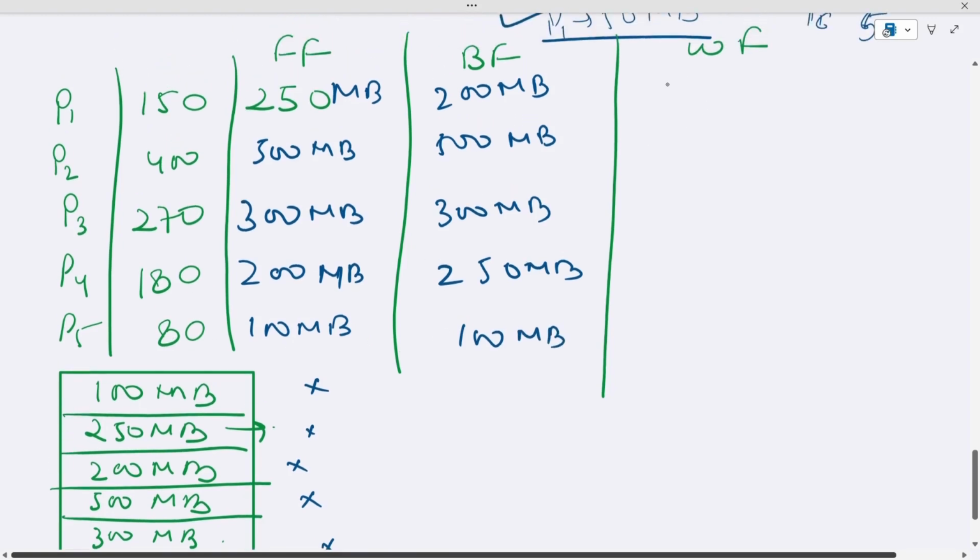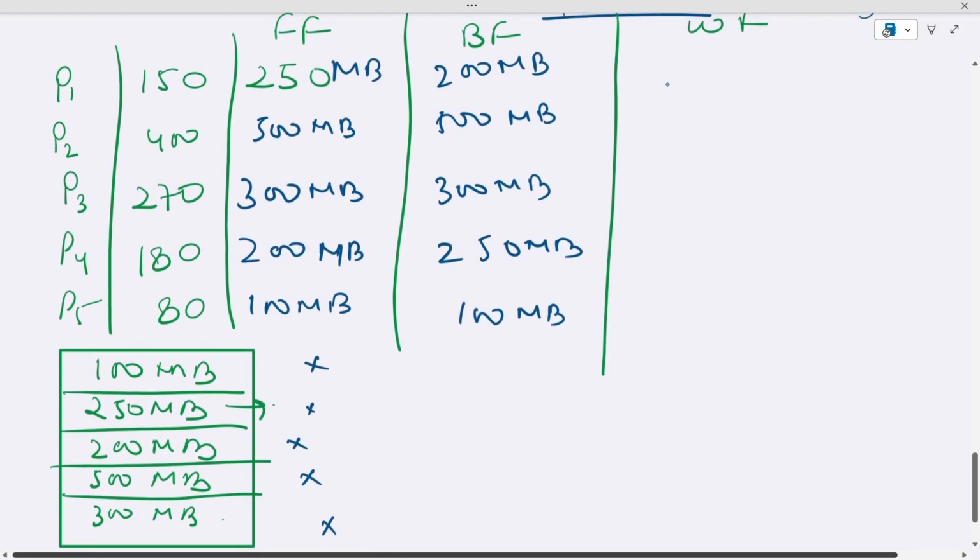Now we're going to do the worst fit. Worst fit says we need the highest internal fragmentation. So let's say P1 is 150. Worst fit chooses the block which has the largest space. Among all these five blocks, 500 MB is the largest, so P1 gets 500 MB in worst fit.